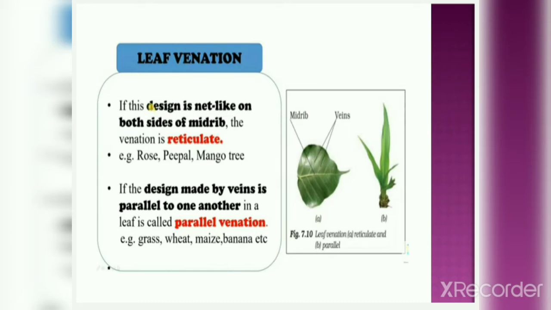And if the design made by veins is parallel to one another in a leaf, it is called parallel venation. You can see in the given picture in figure B, in this the veins are parallel to one another. So this type of venation is called parallel venation, found in grass, wheat, maize, banana, etc.